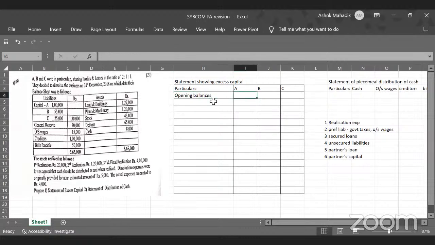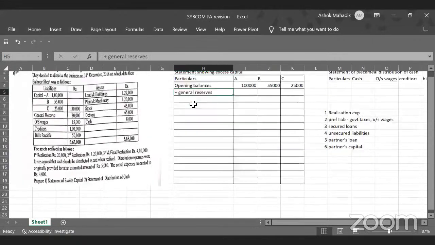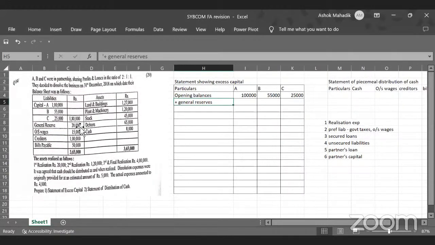Now in the sum, A's capital given is 1 lakh, B 55,000, and C 25,000. Now you can look at the balance sheet. There are general reserves. These reserves also belong to the partners. So we have to add those general reserves. Don't forget this item. Now how will you add it? You have to distribute because that is only one figure, 20,000, and here three partners are there.